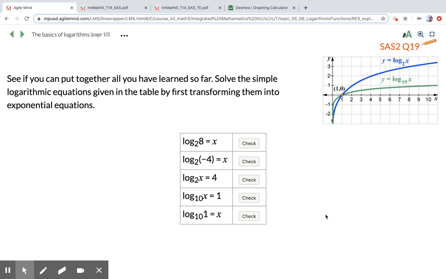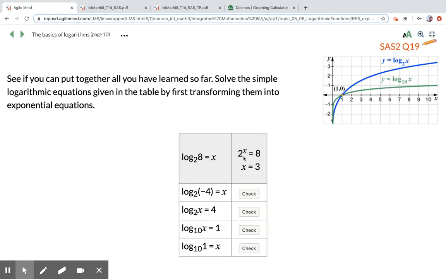In the meantime, let's solve this thing, all right? So we said to rewrite these as exponentials and then we'll solve them. I have a base of 2, an exponent of x, and it should equal 8. So 2 to the x power equals 8. Well, 2 to the 3rd power would equal 8, so x equals 3.